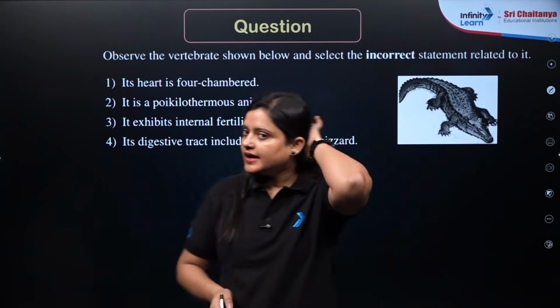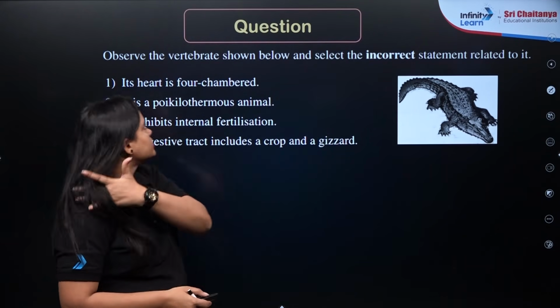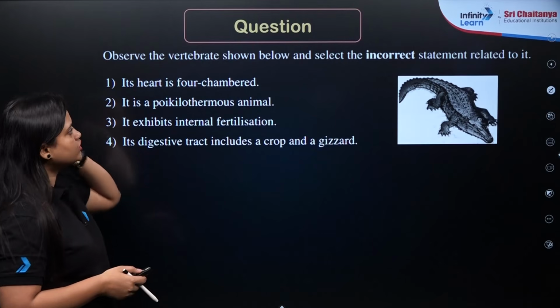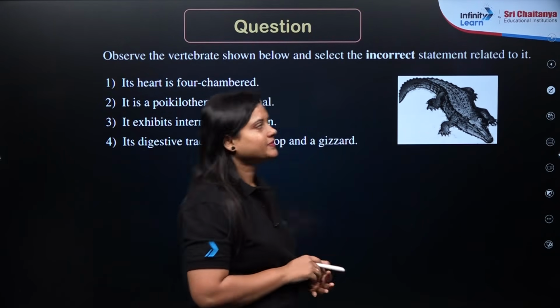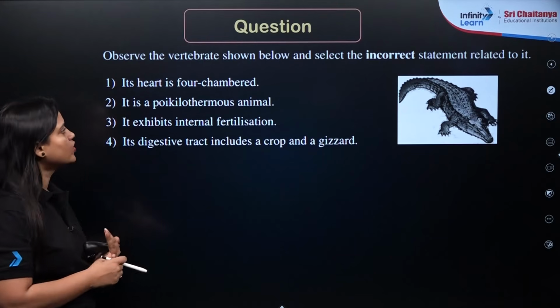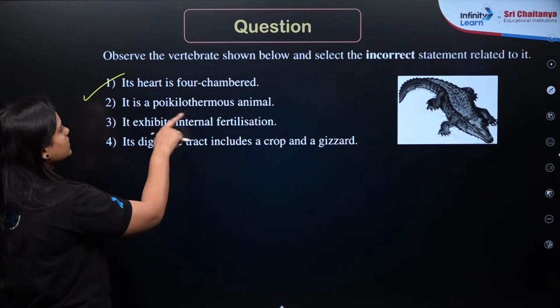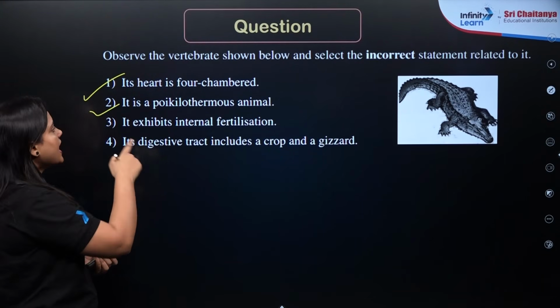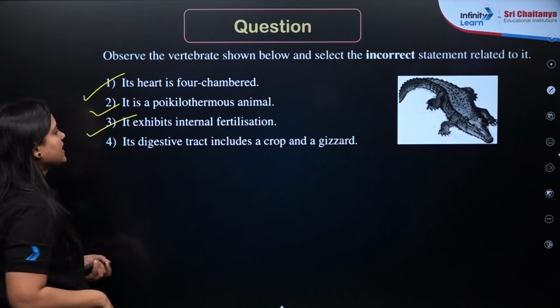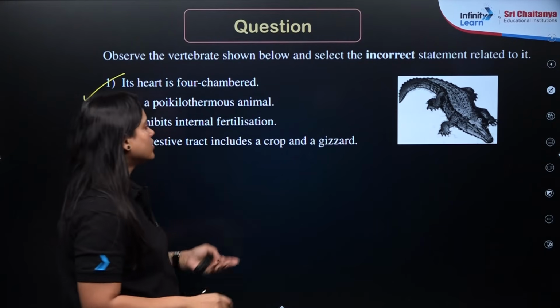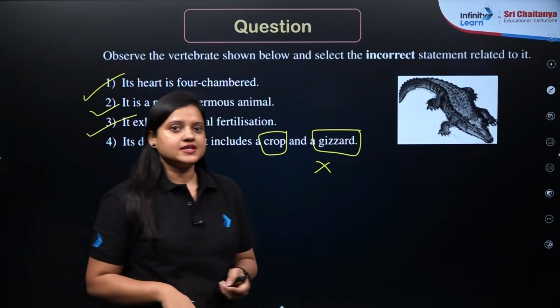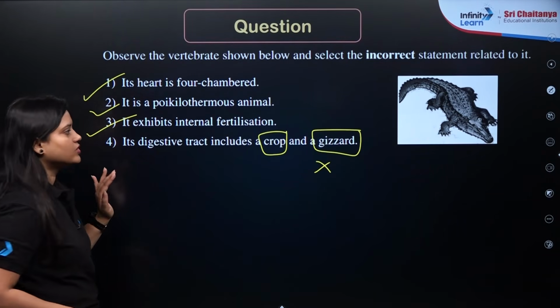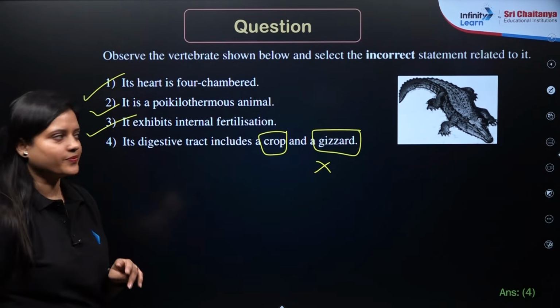Okay. Now, let's go through the next question. Observe the vertebrate shown below. So, this is a crocodile, which is a reptile, right? Now, its heart is 4-chambered, that is true. It is a poikilothermous animal, that is true. It exhibits internal fertilization, yes. And its digestive tract includes a crop and gizzard, no. That is there in aves, right? So this is wrong. So, correct answer here will be 4.